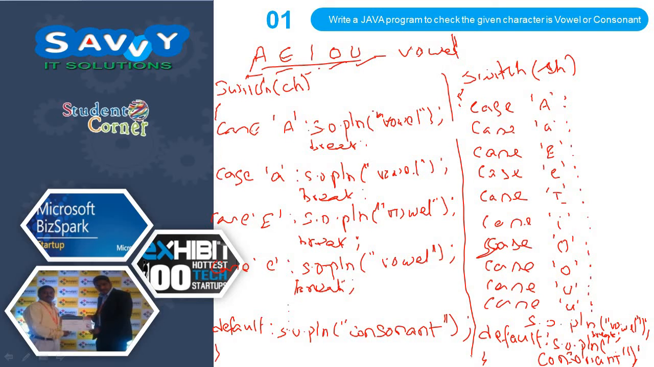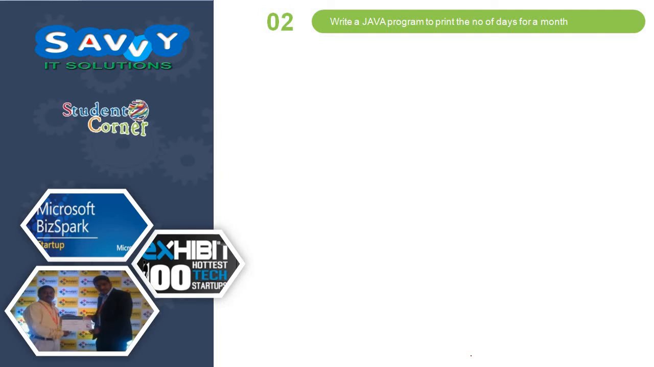Okay, now I am moving to the next program, write a Java program to print the number of days for a month. So what exactly we are planning is, we need to take the month as three letters of a month. So January is Jan, Feb, Mar.